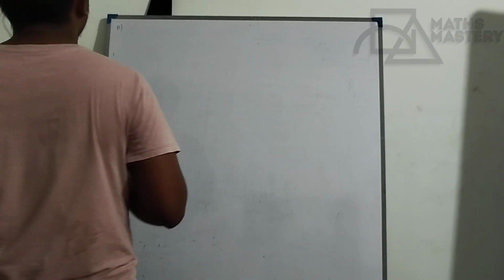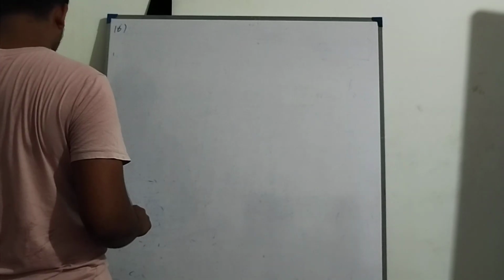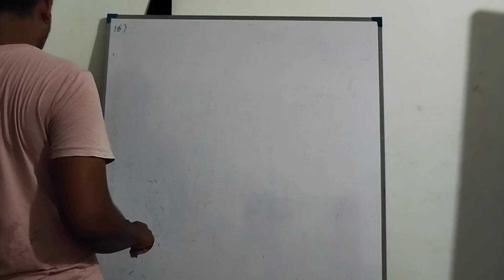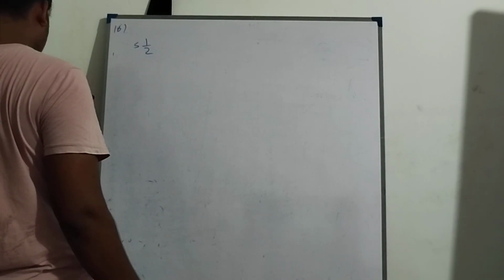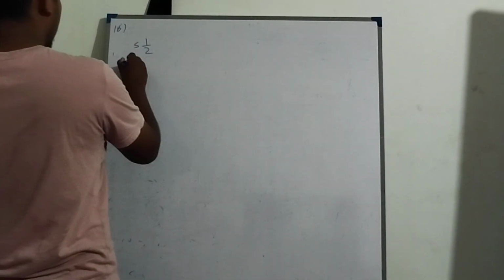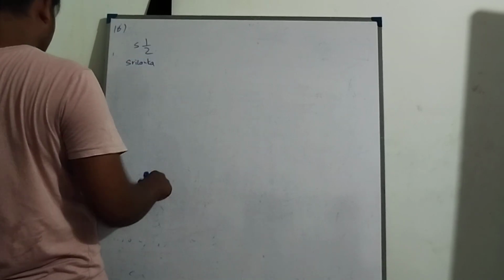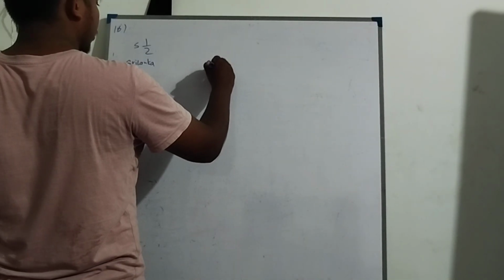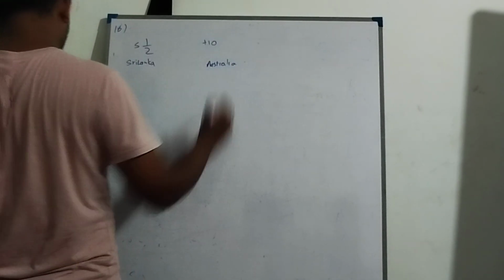Question number 16. There's a time related question. Sri Lanka belongs to the plus five and a half time zone, and Australia belongs to the plus 10 time zone.